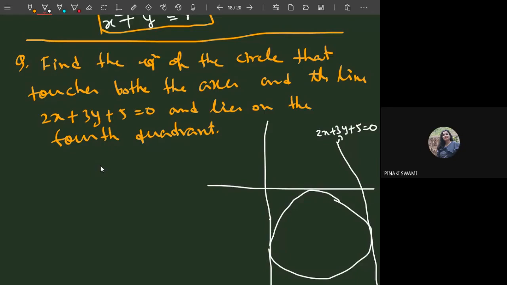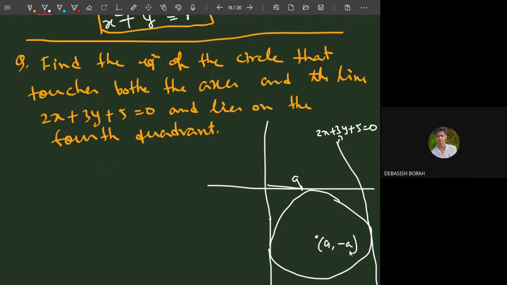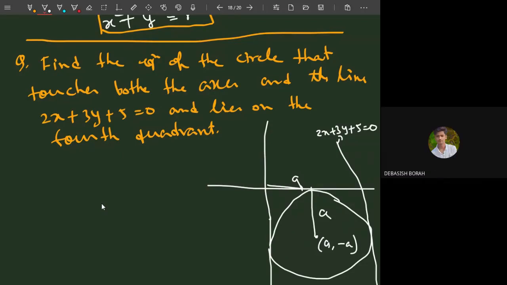Yes, sir. Okay, now you have to find the equation of the circle. That is, you have to find the center as well as the radius. It lies in the fourth quadrant. What will be the center? Suppose this particular length is A, this will be minus A. So the center will be (A, minus A). Radius is nothing but A. If the radius is A, the center will be (A, minus A). Is this much clear? Yes, sir.